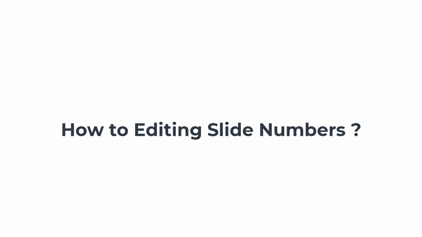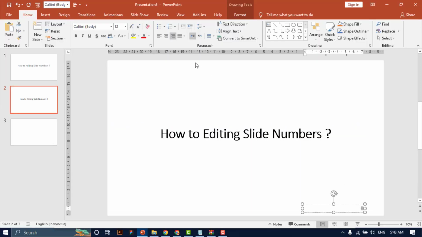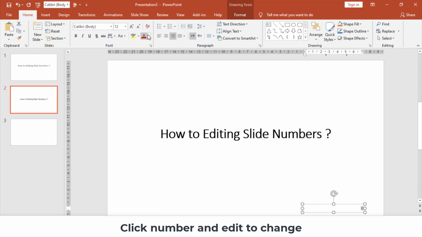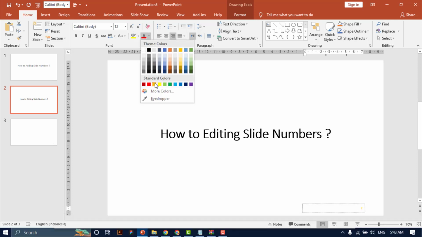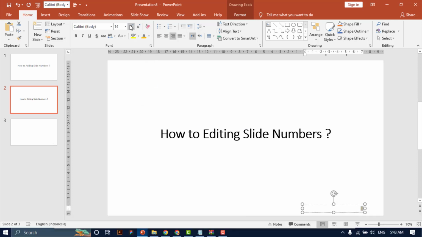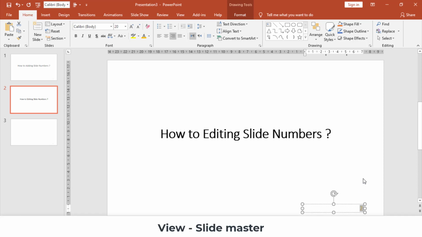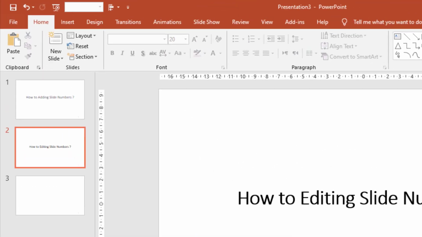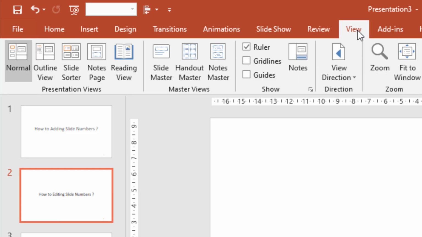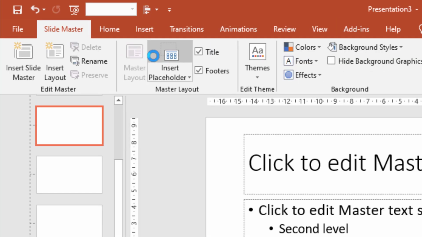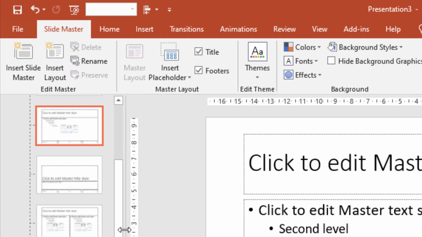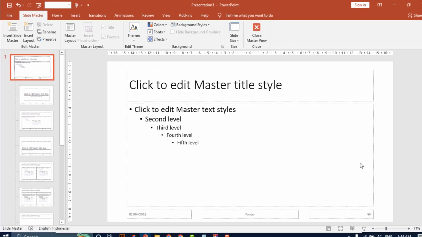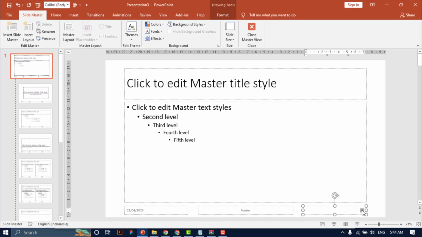How to edit slide numbers. Run PowerPoint. Click the number and edit it to change the color, size, and position for all slides. Or go to View, Slide Master. Click the slide number box and edit the text size and other settings.